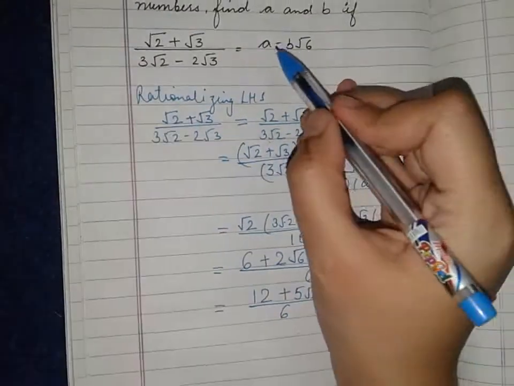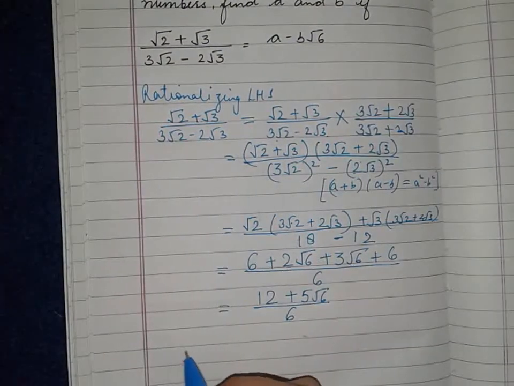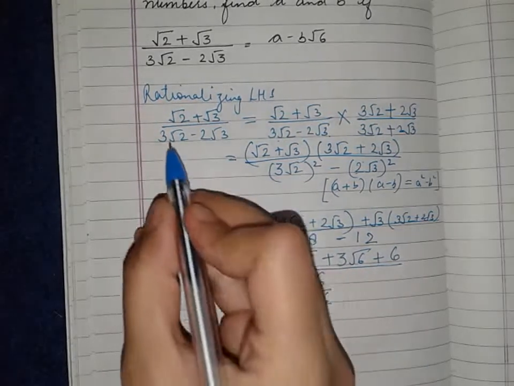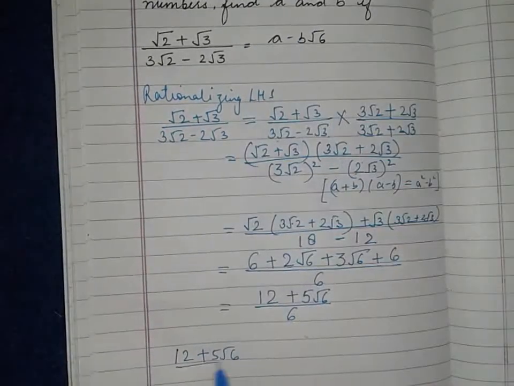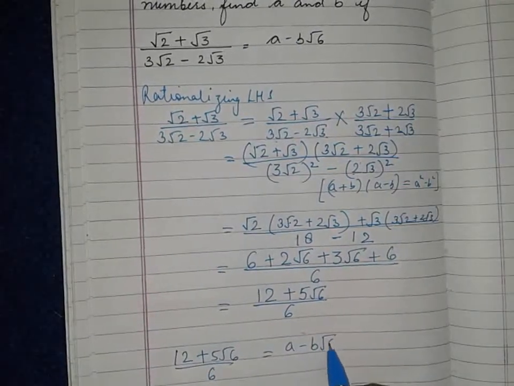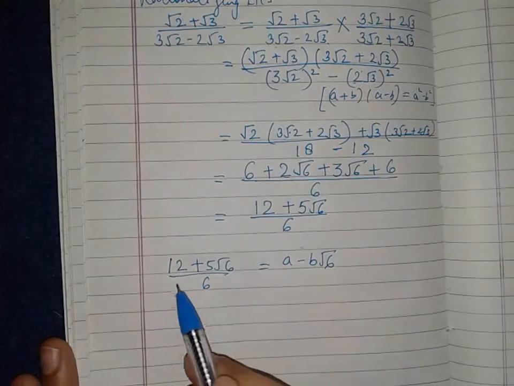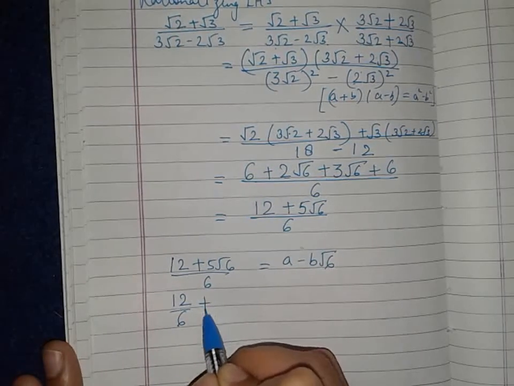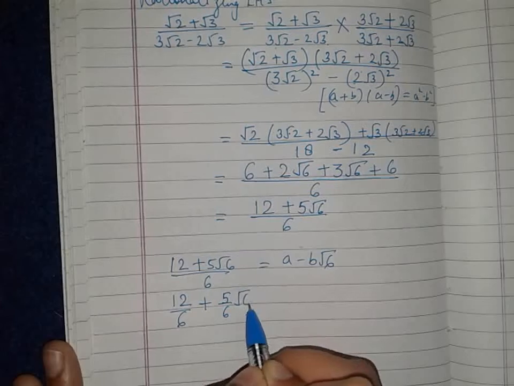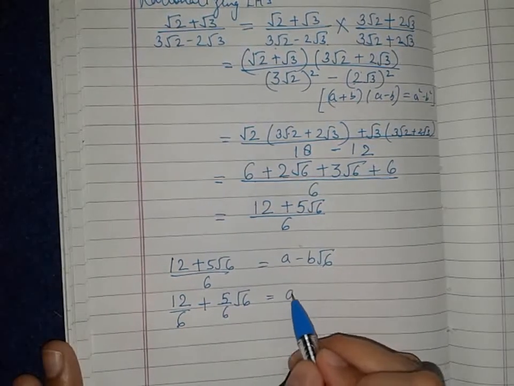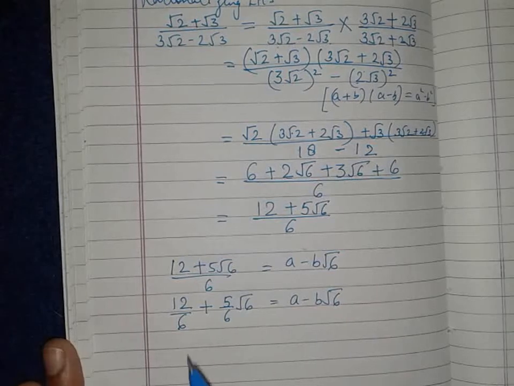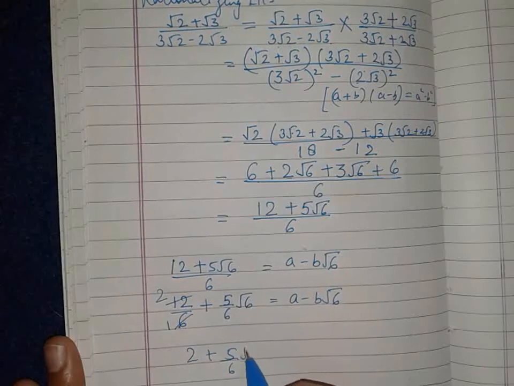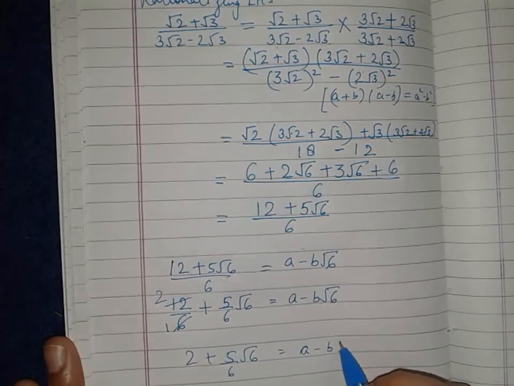Now I will equate it to this. In the question it was given that (12 plus 5 root 6) upon 6 was equal to a minus b root 6. Next step is to write the denominator separately with both the terms. That is, we write 12 upon 6 plus 5 upon 6 root 6 is equal to a minus b under root 6. 6 1s are 6, 6 2s are 12. This is 2 plus (5 upon 6) root 6 is equal to a minus b root 6.